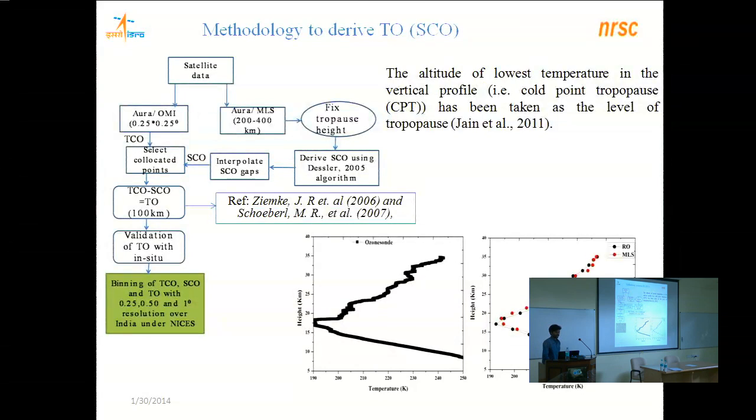This derived tropospheric ozone was validated with in situ observations, that is, ozonesonde observations, but unfortunately not over India. Ultimately this data is going to the Bhuvan portal. NRSC has the Bhuvan portal under NICES, the National Information System for Climate and Environmental Studies.